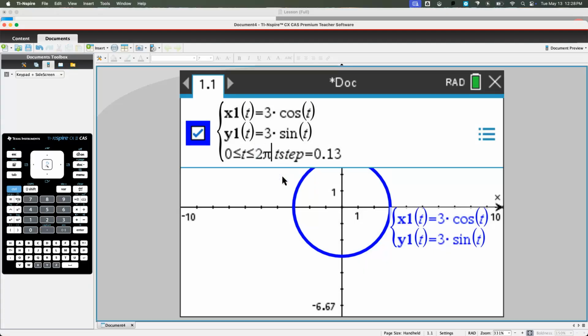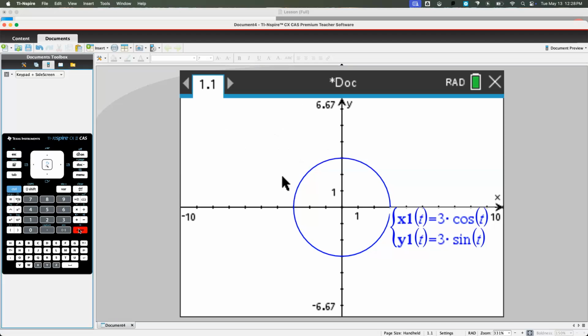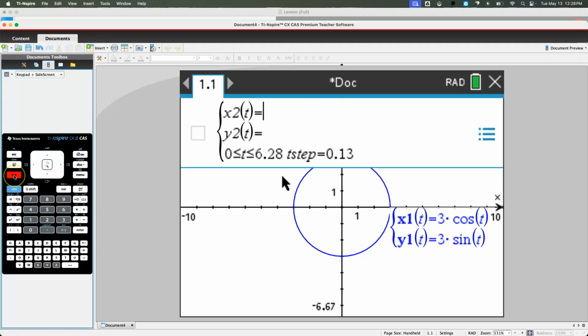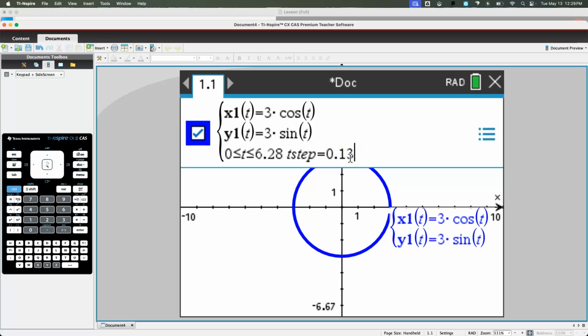Okay? So we're resetting that to be 2 pi. So we're back to normal now, back to our original graph. And now let's mess with the t-step. So the t-step right now is 0.13. If I go to 0.5, I really don't see much of a difference. Let's go to 1 as our t-step.